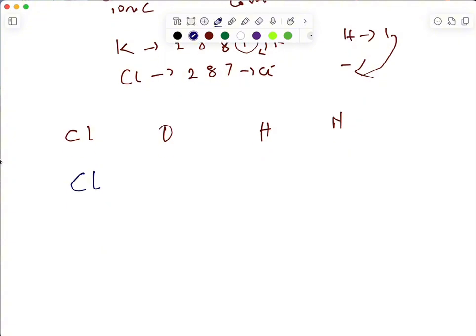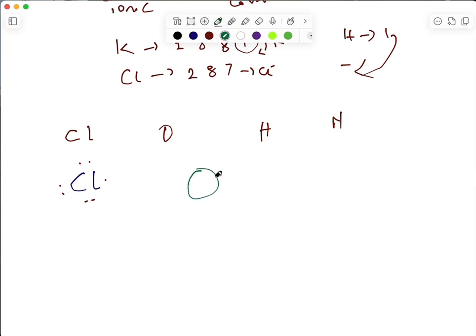So chlorine has 7 electrons in its outermost shell. All you have to do is just distribute them like this. So 1, 2, 3, 4, 5, 6, 7. So with chlorine now, you have all the 7 electrons complete in its outermost shell. And with that, you have done the Lewis-Dot structure of chlorine.